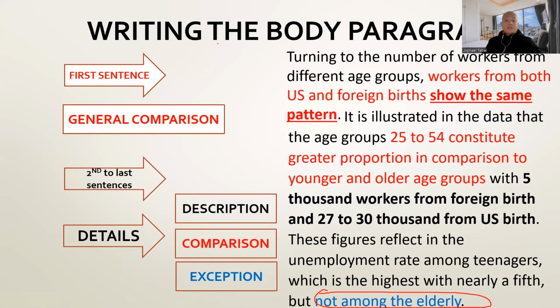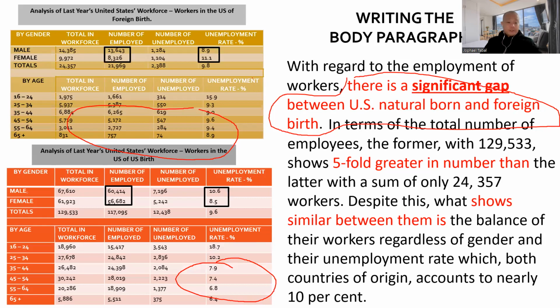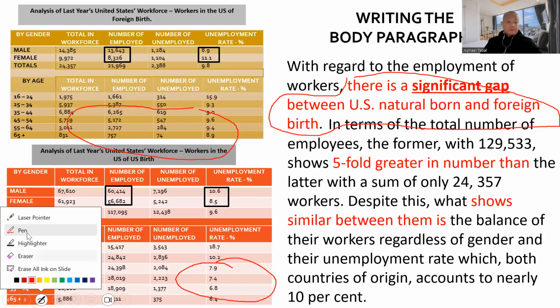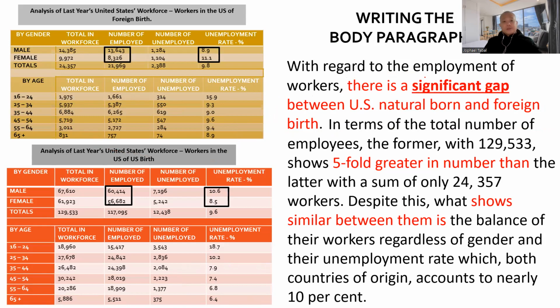Okay. So let's check first body paragraph 1. Okay, here, and we combine two graphs. So with regard to the employment of workers, there is a significant gap between US natural born and foreign birth. In terms of total number of employees, the former, with 1,295,333, shows five-fold greater in number than the latter, with the sum of only 24,357 workers. And despite this, what shows similar between them is a balance of their workers regardless of gender. So there's a balance of workers here for male and female. Yeah. I mean, the gap isn't really big.